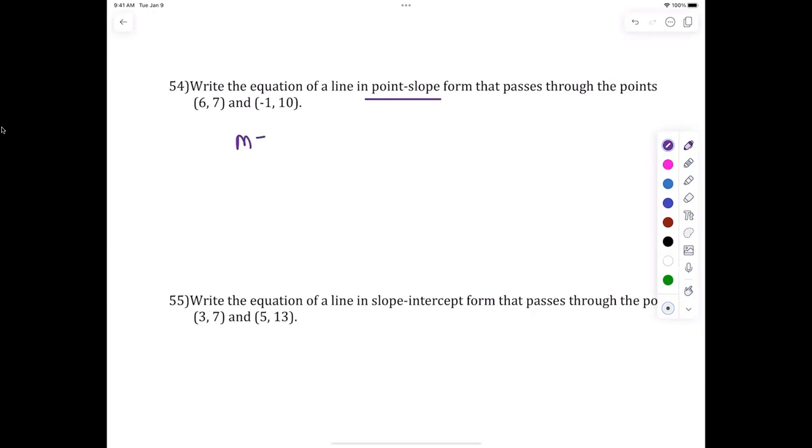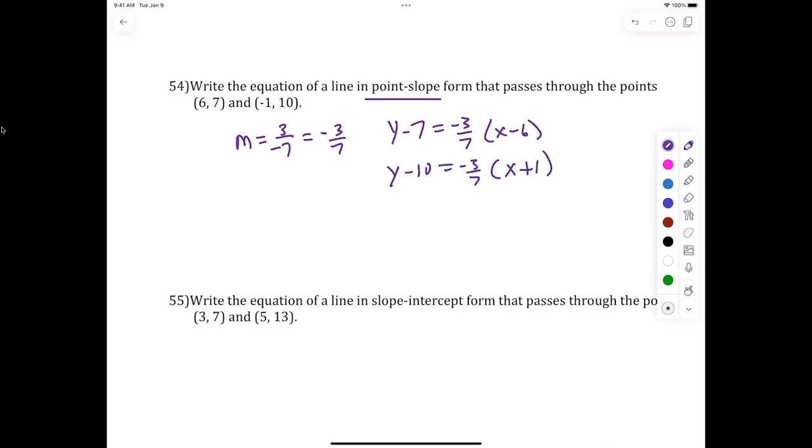So let's do our mental math. Our slope equals 10 minus 7 over -1 minus 6, 3 over -7. So now we're going to say it's -3/7. Is everybody happy with that? Make that easy for yourself, really easy. Now point slope. You can either write y minus 7 equals -3/7 times x minus 6, or you can say y minus 10 equals -3/7 times x plus 1.